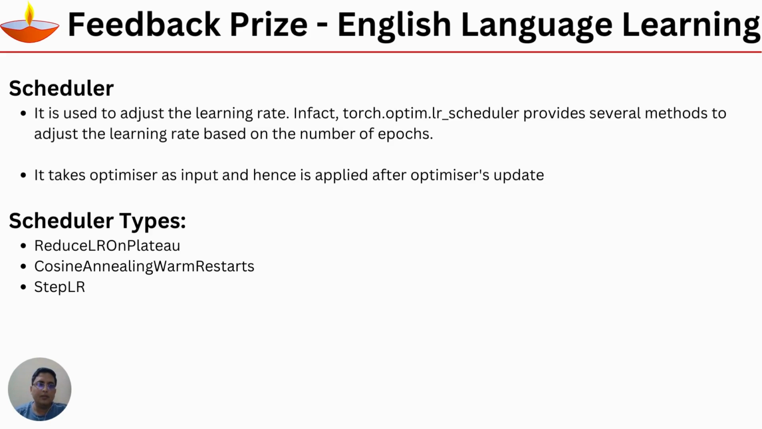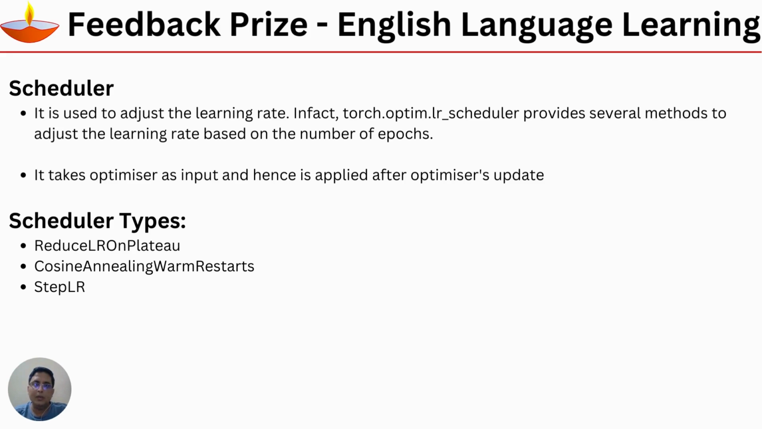Okay, so then we have another important term called scheduler. It is used to adjust the learning rate. In fact, torch.optim.lr_scheduler provides several methods to adjust the learning rate based on the number of epochs. It takes the optimizer as the input and hence is applied after the optimizer's update. There are several schedulers available in torch, and the important ones I have listed here are ReduceLROnPlateau, CosineAnnealingWarmRestarts, and StepLR.